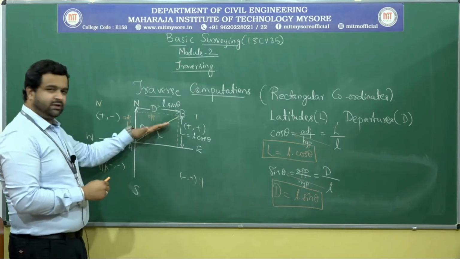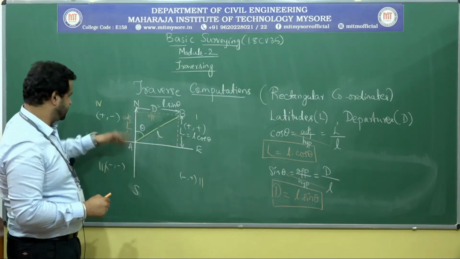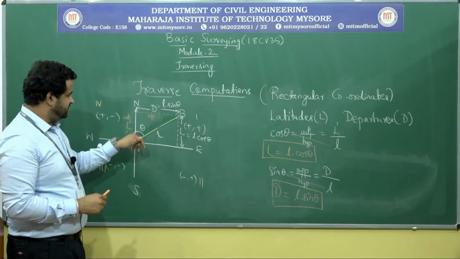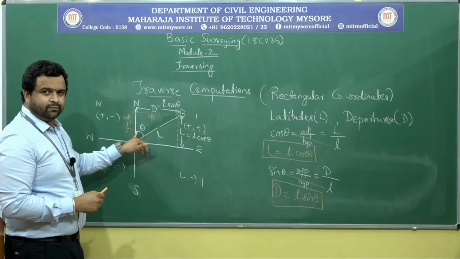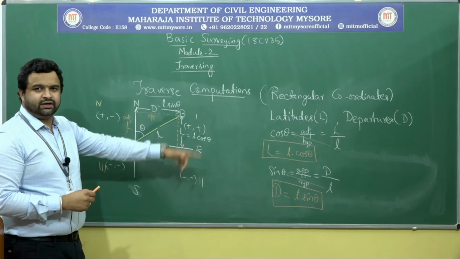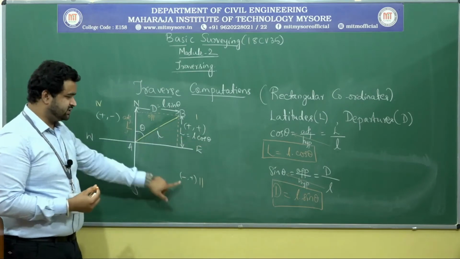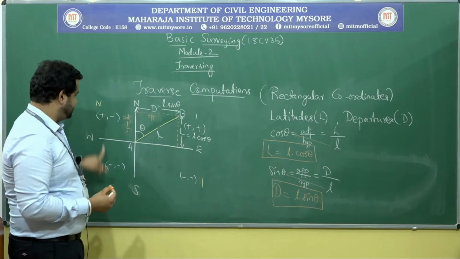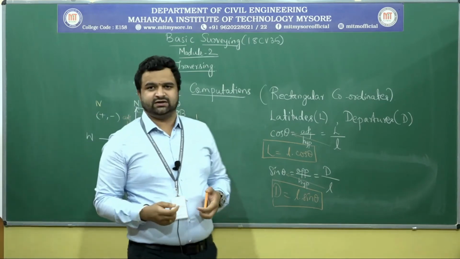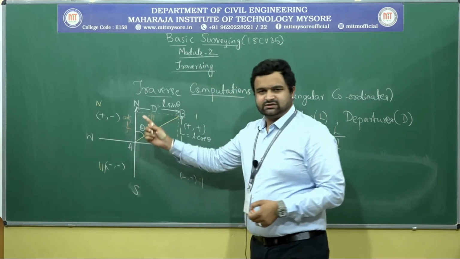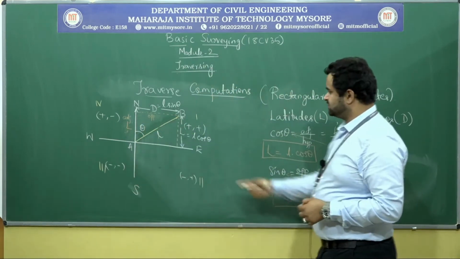Similarly, if the same line is plotted in the second quadrant, third quadrant and fourth quadrant with the same angle theta, the latitude and departure obtained can be easily calculated. Based on the sign convention, you can easily write the latitude and departure for all the 4 quadrants. Okay. Now, how do we express this latitude?